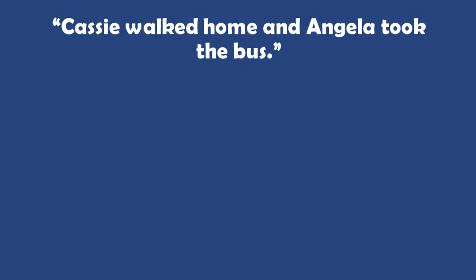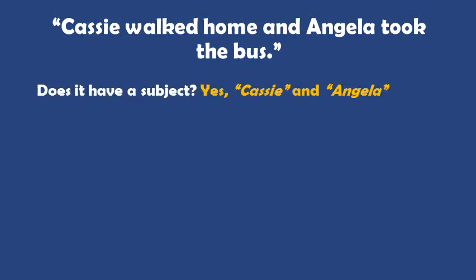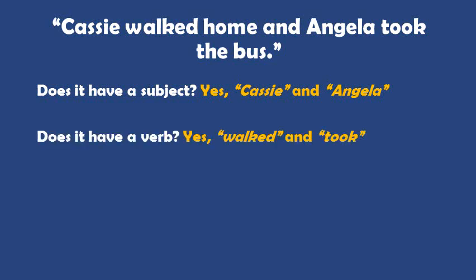Cassie walked home and Angela took the bus. Let's look at the parts of this sentence to see what kind of clauses we have. Does it have a subject? Yes, it does. There's one subject at the beginning in the first clause, which is Cassie, and there's another subject in the second clause, which is Angela. Does it have a verb? Yes, it does. It has one verb in the first clause, walked, and another verb in the second clause, took.